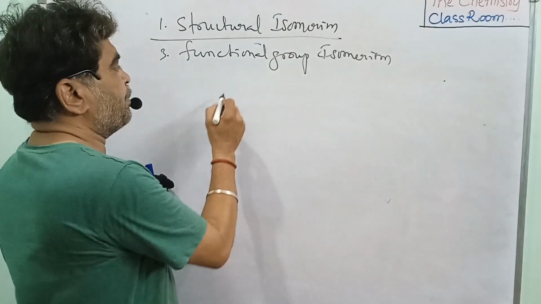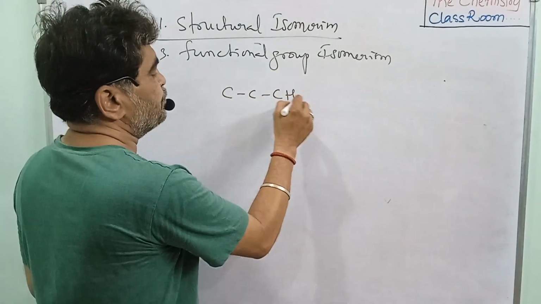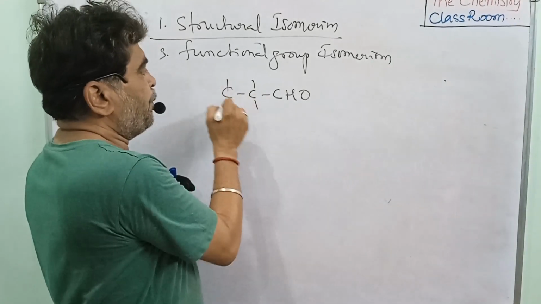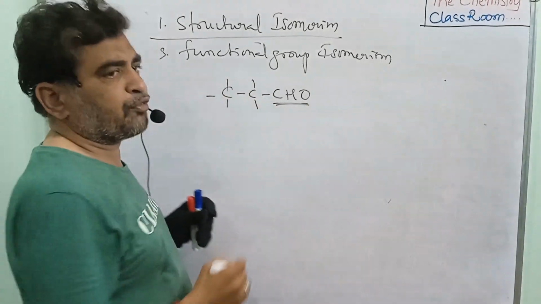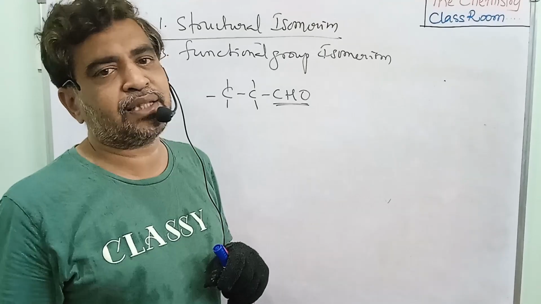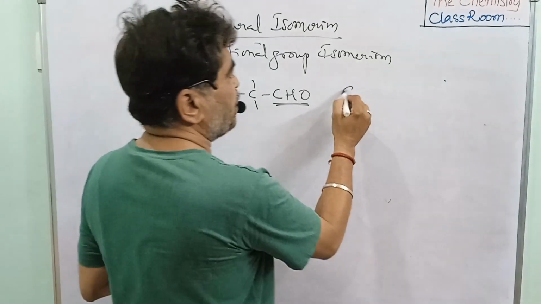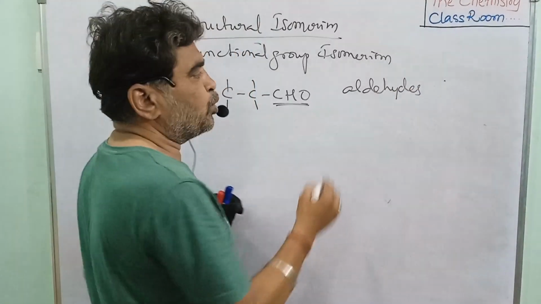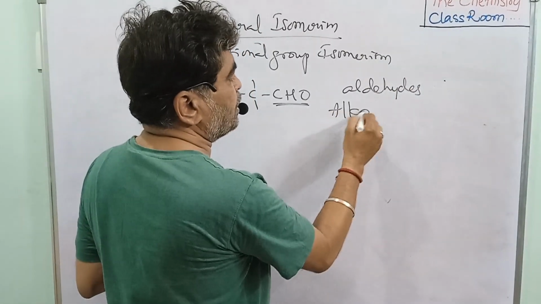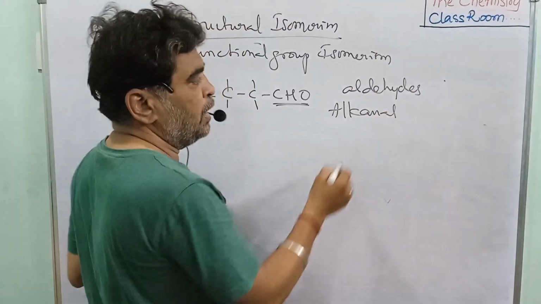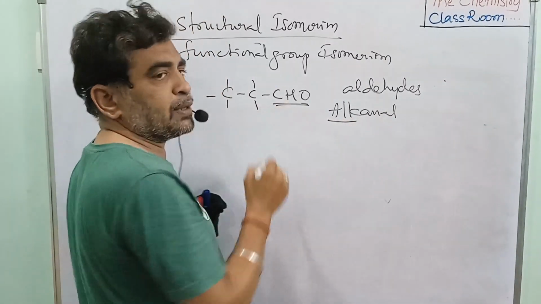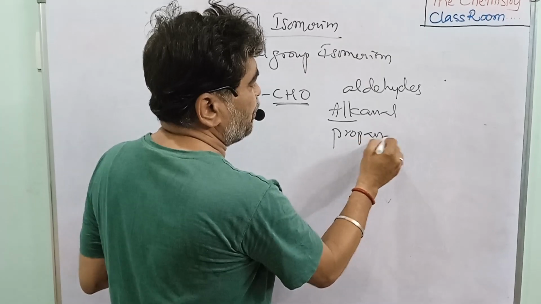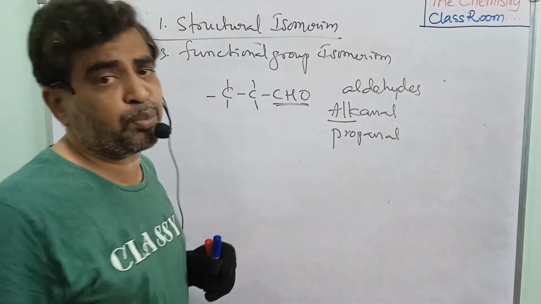So, for example, I am writing one compound. If you observe this compound, what is the functional group? The aldehyde is the functional group, so the compound belongs to the aldehydes. Generally the root word is alkanal. What is the root word? It is alkanal. Alk equals how many carbons do you have? 3 carbons, so it is prop. So the compound is propanal.